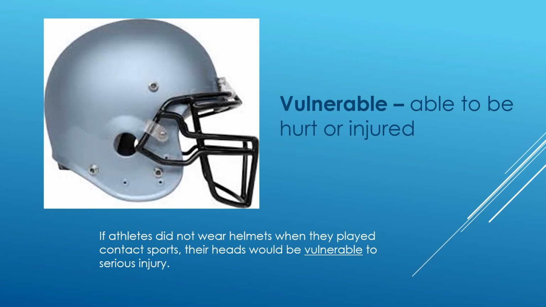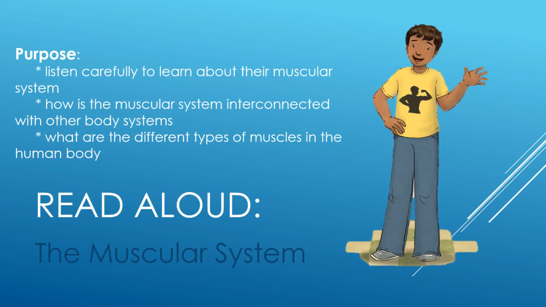Vulnerable: able to be hurt or injured. If athletes did not wear helmets when they played contact sports, their heads would be vulnerable to serious injury. So let's think about our purpose for listening today before we start with Ricardo. We need to listen carefully to learn about our muscular system. How is the muscular system interconnected with other body systems? And what are the different types of muscles in the human body?